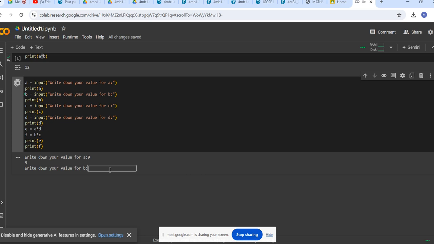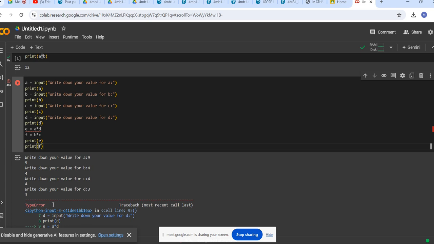So for B now, I will write 4, press enter, then the line moves to C. For C, the value was again 4, press enter, then the compiler will move to D. D was 3, so you press enter, and then, wait 1 minute, what happened? D is A multiplied with 3. Syntax error, input.